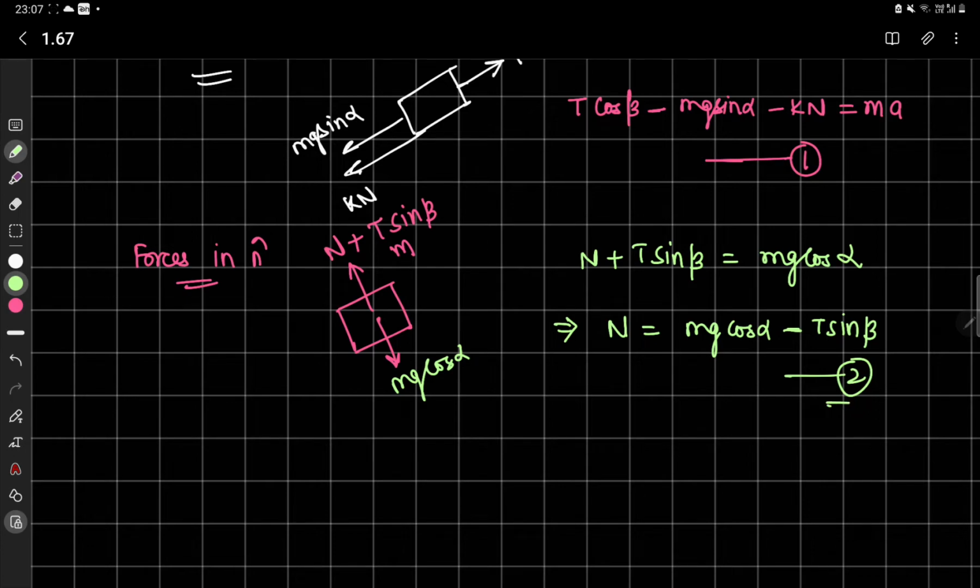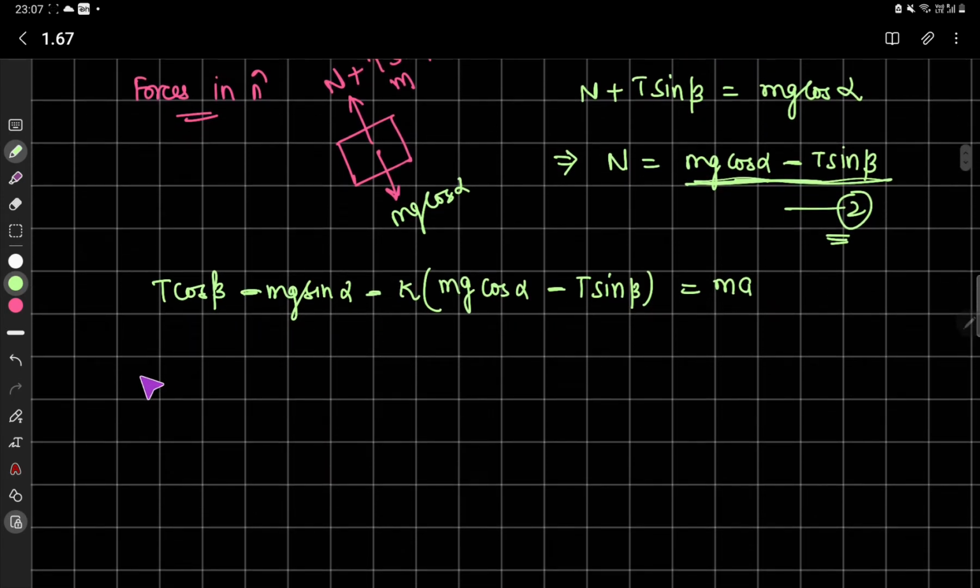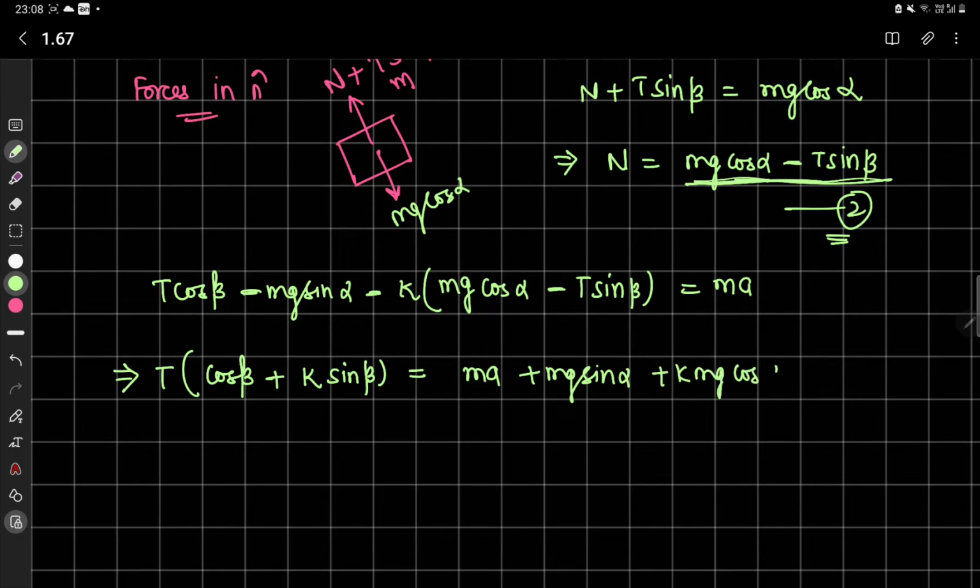Let us substitute equation 2 in equation 1. We can write T cos beta minus mg sin alpha minus k times (mg cos alpha minus T sin beta) equals m into a. If we take the tension as common, we get T times (cos beta plus k times sin beta) equals ma plus mg sin alpha plus k times mg cos alpha.